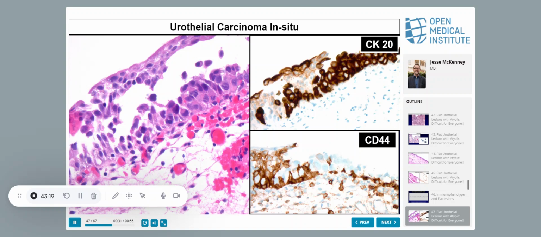CD44 does the opposite. It's negative in the lesional cells, and it stains really strongly the underlying reactive cells. And you can see the umbrella cell here, it's negative. So it's an exact mirror image. And that's why, if you're going to do it, I like these 2 together. But again, I would have called this CIS, and I would have already been signing out the next case.